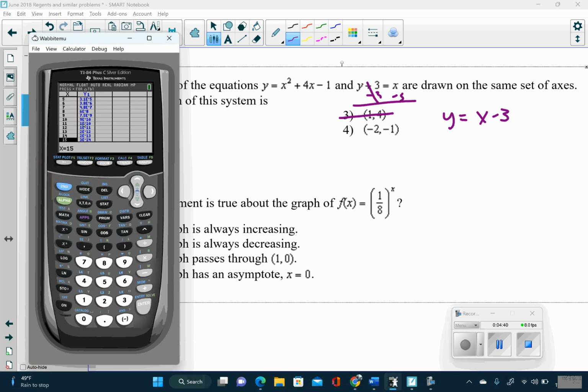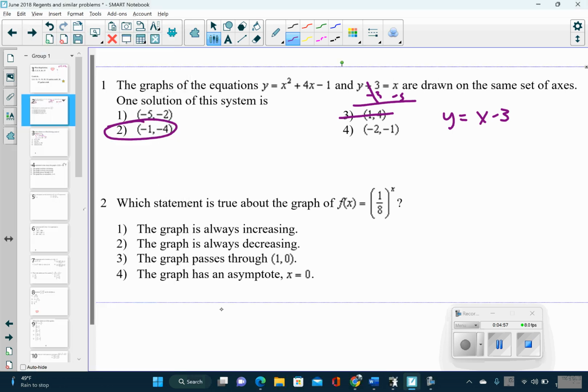Anytime this is like 1 times 10 to the -10, that's a very, very small number. And eventually, if I keep going all the way down, second table set, let's just say I go to 100, and I go to my table, I should see a very, very small number, eventually 0. Okay, so I can see that the graph is always decreasing.